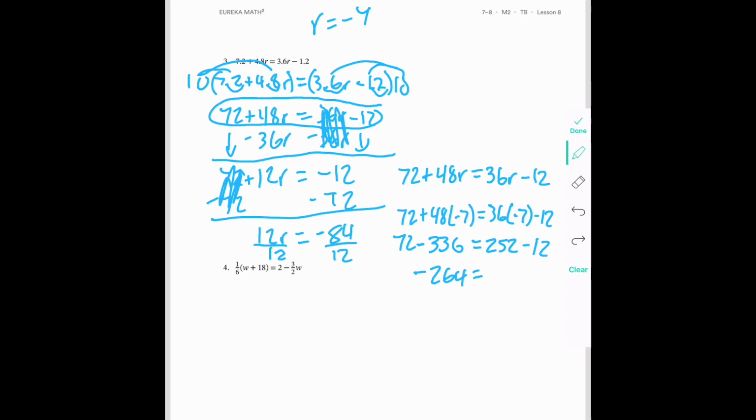Okay, and then 252, oh, I'm sorry. This 252 should be negative because it's negative 7. I'm sorry, I didn't include that. Negative 252 minus 12, so it's two negatives being taken away from each other. So that would basically be putting them together, would equal the same thing, negative 264. All right, so we proved that R should be negative 7.